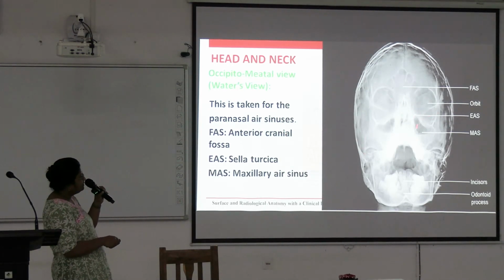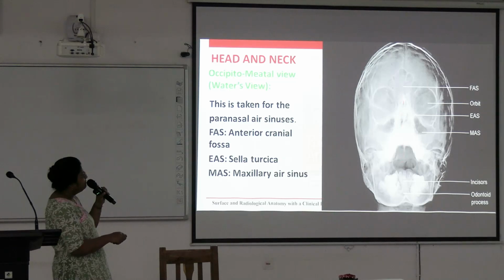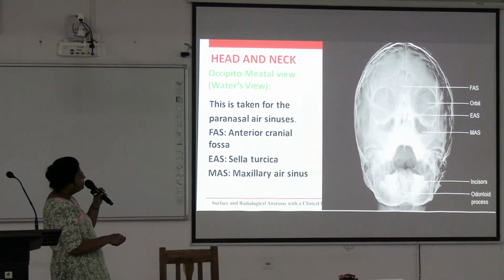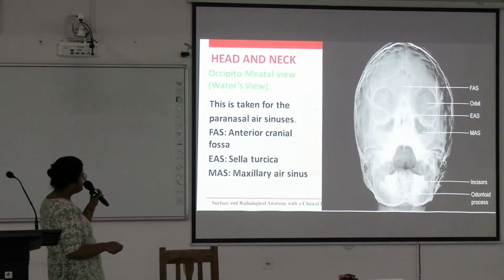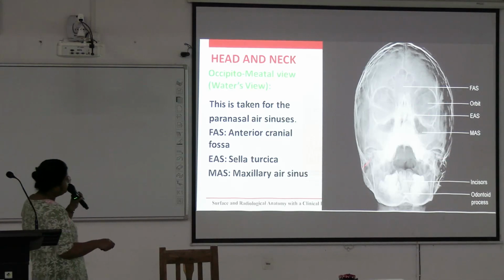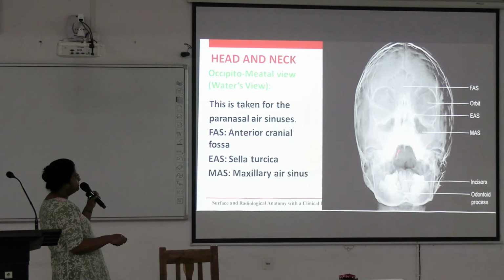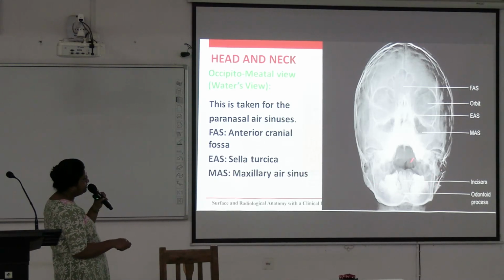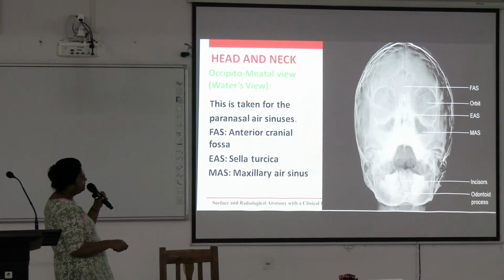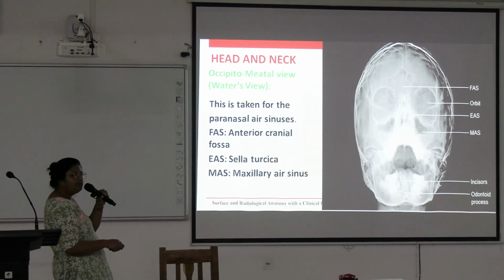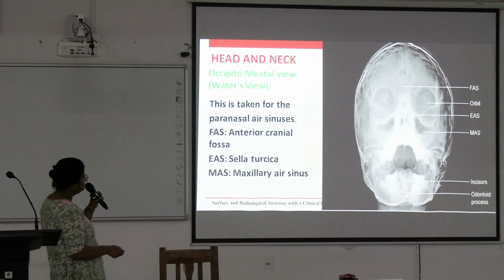Below the orbit, this hypoechoic area is the maxillary air sinus. Here is the nasal cavity, the midline nasal septum, on the two sides the two nasal cavities, and here are the two inferior nasal conchae. And these are the upper jaw teeth, and the sphenoid air sinus is visible here, the lower jaw teeth, and here is the odontoid process in the midline, which is lying posteriorly.